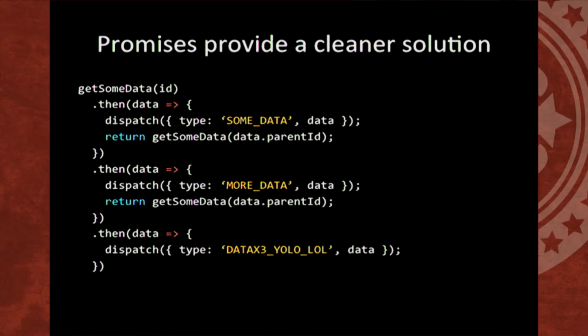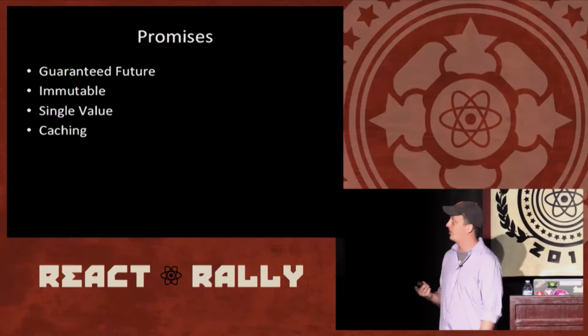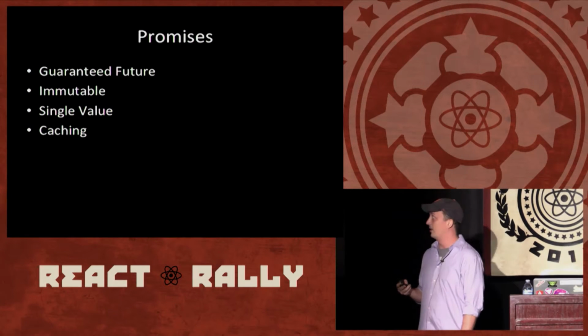Promises actually provide a better solution for both of those problems. Promises would take that previous thing I just showed you, and flatten out that flying V into these nice then clauses. So do this, then do this, then do this, then do this. It's definitely more declarative, which is nice. Promises come with a few other problems, but the good stuff about promises are these features here, which are they're a guaranteed future, they're immutable.